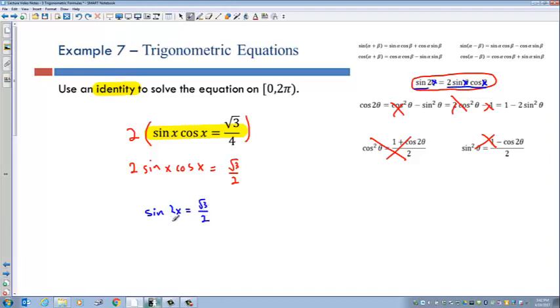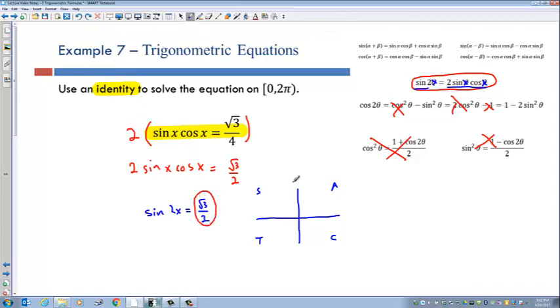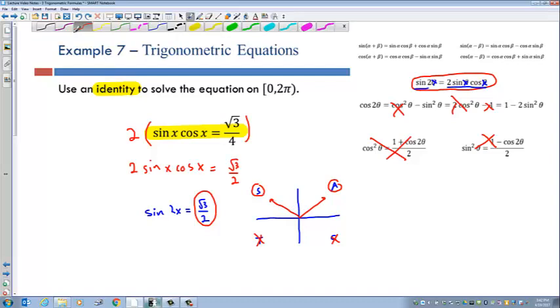And now I can solve this equation for x between 0 and 2 pi. The first thing I want to do is find out where the angle 2x actually lives. And this tells me where the angle is going to live because I see here I have a positive number. So I know the angle has to live here, or it could live here, but it can't live down here in these 2 quadrants because the sine of angles in those 2 quadrants are negative. So I'll just draw the angle. I need to find the reference angle.